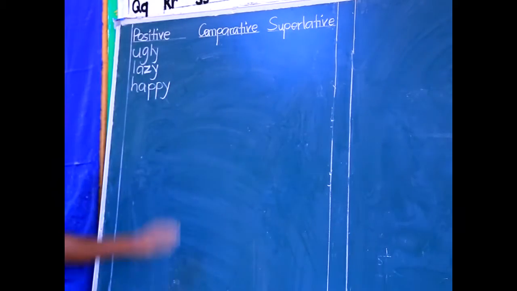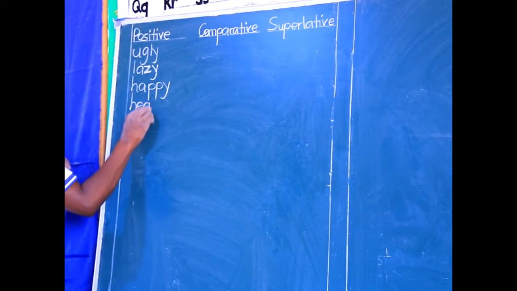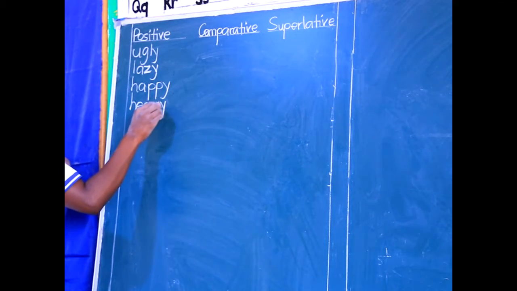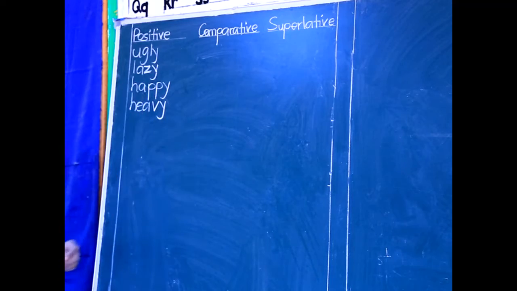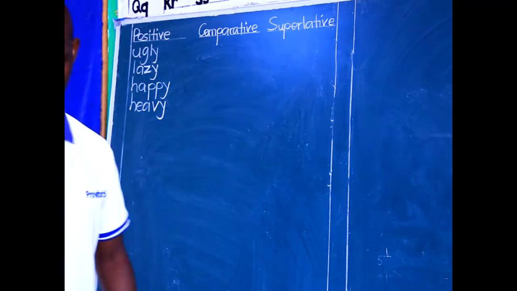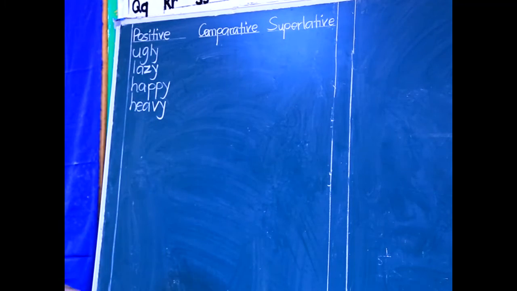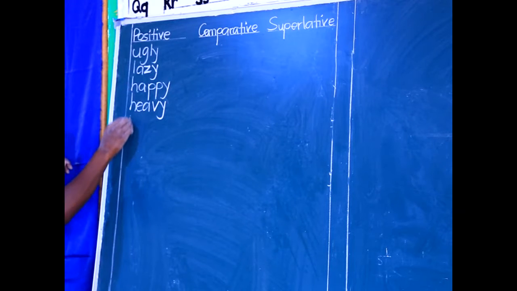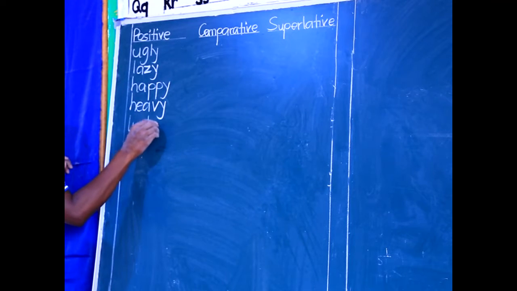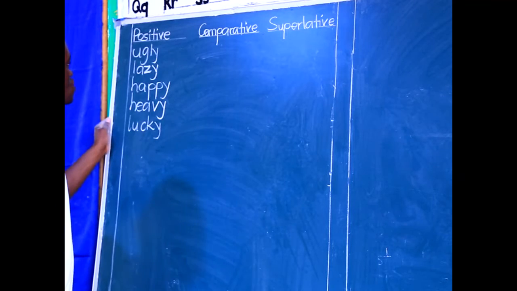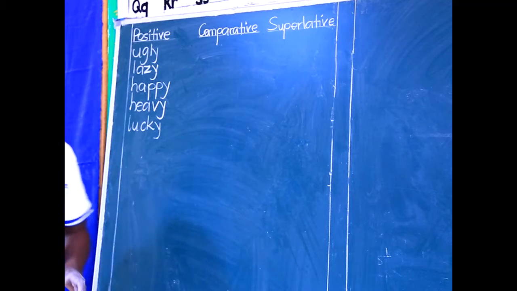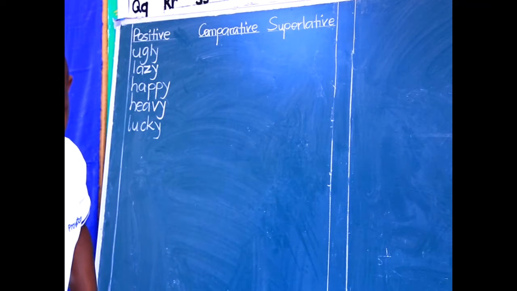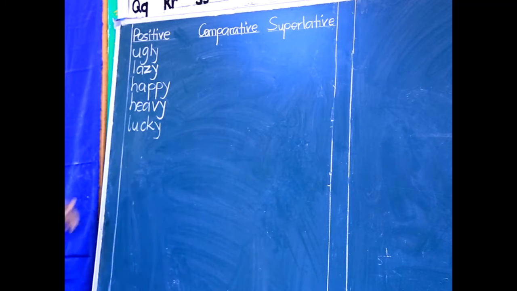We have this one, heavy. Don't mention words like tray. Tray is a noun. Tray ends in Y, but it is a noun. We have words like L-U-C-K-Y, lucky. We are going to form their comparatives and superlatives. Before we look at that, there are two categories remaining, then I'll assign you some work to do.